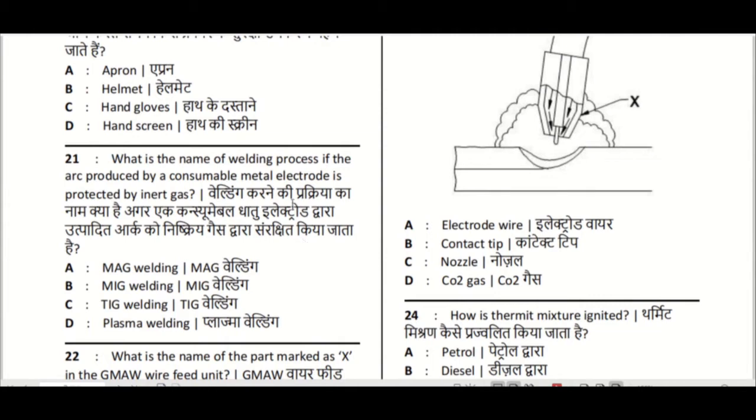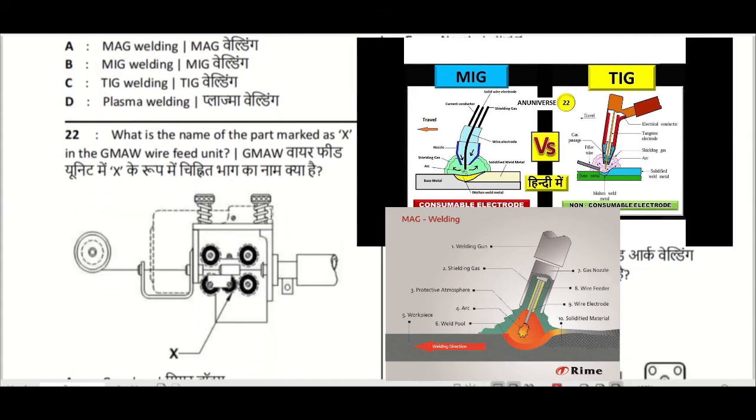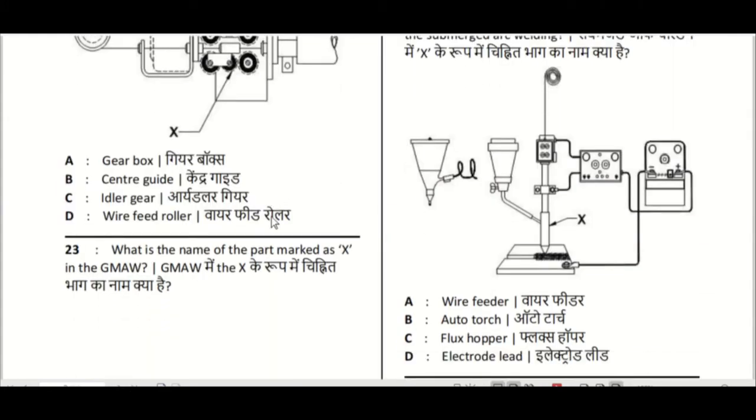What is the name of the welding process if the arc produced by a consumable metal electrode is protected by inert gas? That is metal inert gas welding, MIG.